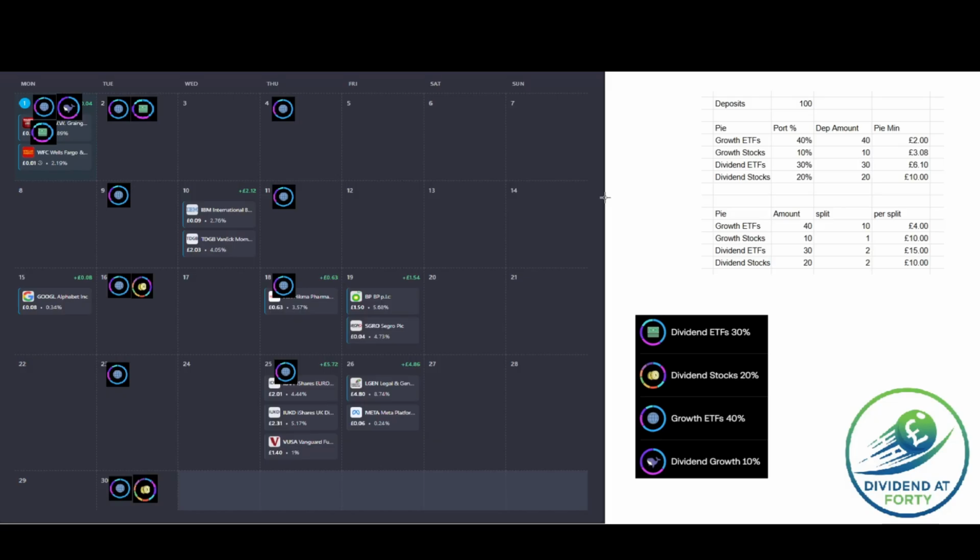I'm very new to this. It's all a bit of a learning curve for me. I know that some people are adamant that you need to be investing in your pies every week, every couple of times a week. But like I said in the introduction, because I'm only putting £100 in, it's very difficult to be able to do that with the pies that I want to be using.